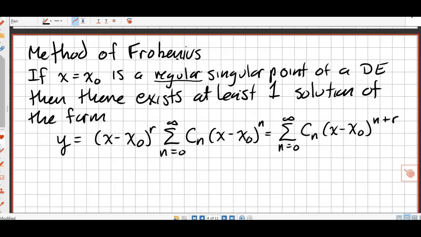one solution of the form y equals x minus x sub naught raised to the power r times the summation from 0 to infinity of some constant times x minus x sub 0 to the power n. So if we distribute that x minus x sub 0 through the summation, then we just get the summation as n goes from 0 to infinity of c sub n, some constant, times x minus x sub 0 raised to the power n plus r. All right, so r is this constant that we have to figure out what it is.